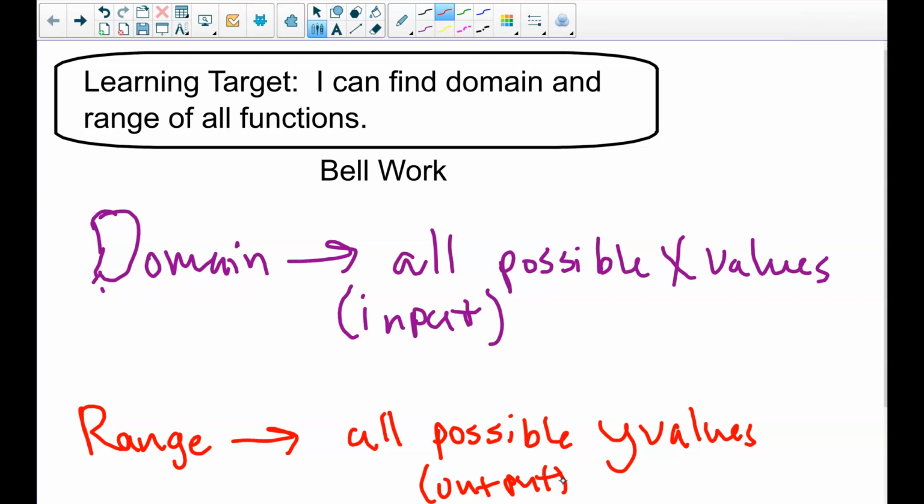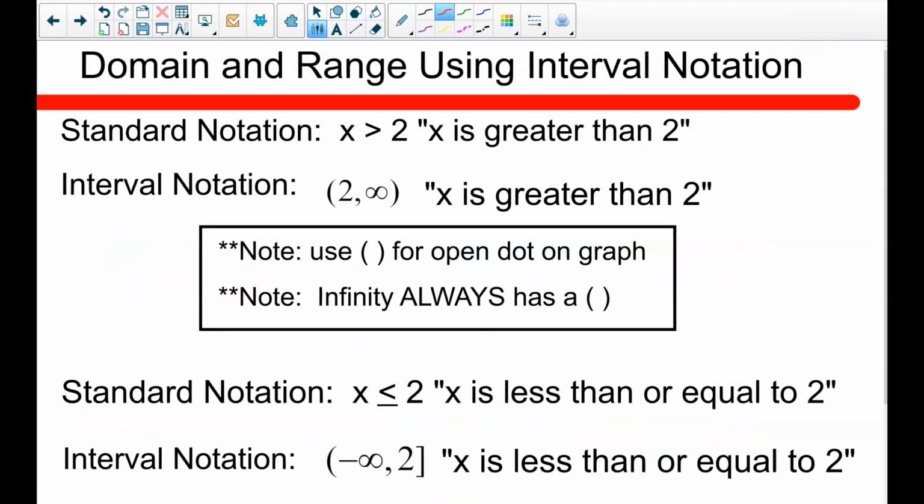That's something we've talked about a little bit in our first few lessons with this unit, but it's also good to review here before we get going too far into it. So when we're thinking about this, we're going to look at domain and range using interval notation. We have our standard notation, which is what we're used to, and we have our interval notation. That's what we're looking for.